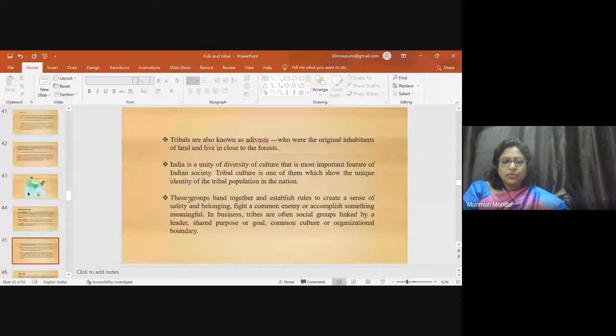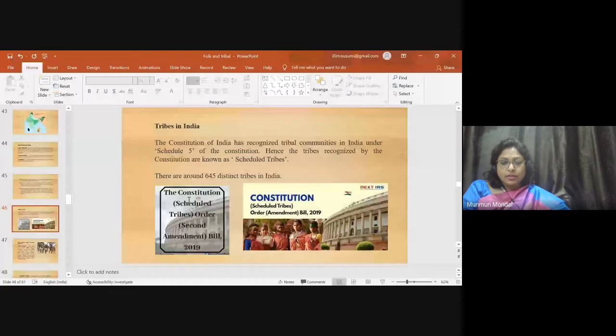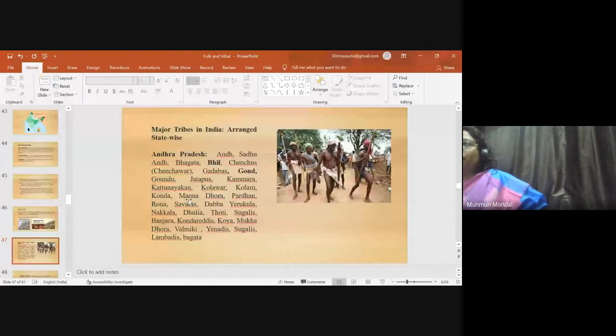As I have just mentioned, in the Indian constitution, it was the Schedule 5 basically. These tribes have been recognized by the constitution as scheduled tribes. There are 645 distinct tribes in India. The second amendment bill in 2009 of the constitution mentions them as scheduled tribes. Now, what are the major tribes in India? In different states I have mentioned different songs and dances; here also different tribes are there in different states.